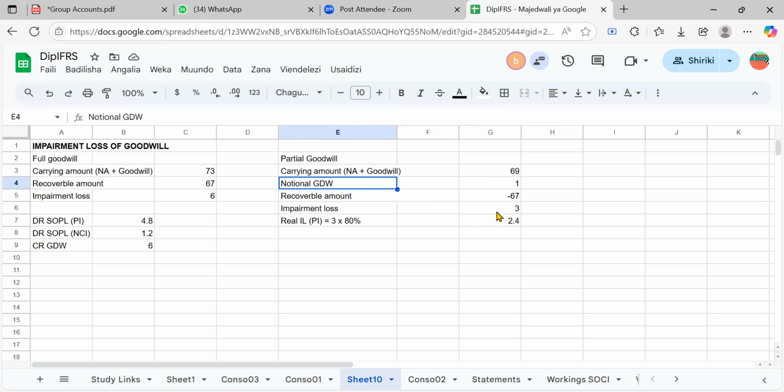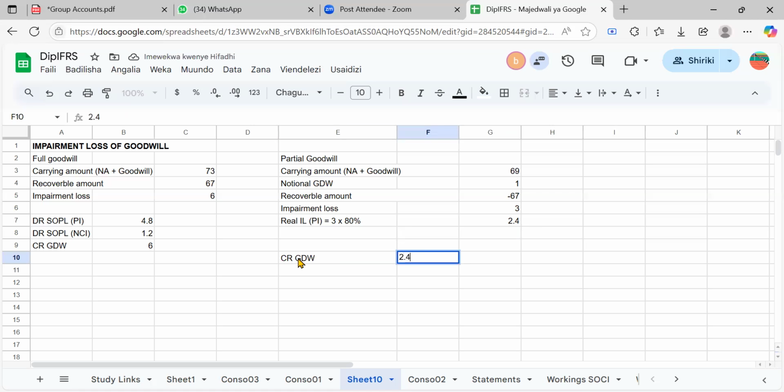the impairment loss. Remember, this loss which you come and get, you have to take the percent. So that's why after reaching here, we disregard that 20% and we only take the 80% and we get the 2.4. And even in our double entries, we're going to say this: credit Goodwill by that figure alone, only 2.4.